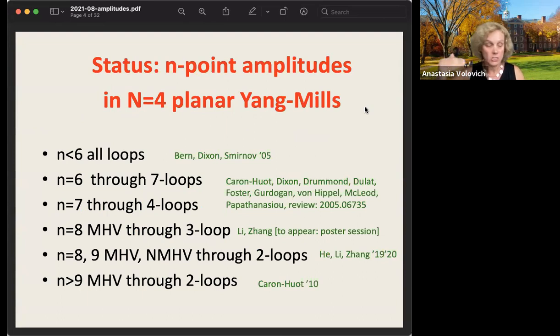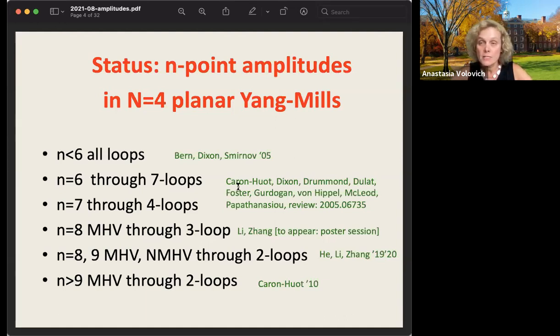We're going to start increasing the number of points. The 6 points are known through 7 loops, and 7 points are known through 4 loops. This is due to the work of a lot of people, Dixon and collaborators most notably. There are a lot of papers, and I'm not listing them all. Instead, I'm encouraging you to open this review by these authors, many of whom are also in the audience. Please forgive me for not listing all your 20 papers. These are remarkable computations, and I refer you to this review.